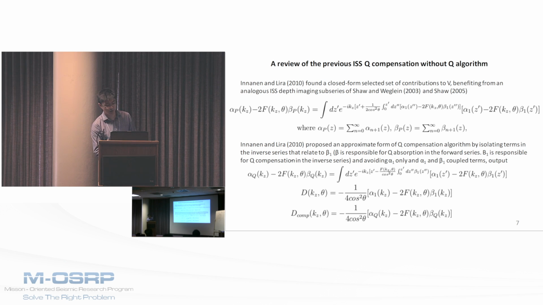So this is the Q compensation algorithm proposed in Yanglei and Lira 2010. The right-hand side is a linear term, which is basically the data. The left-hand side is the output, which is the data after the Q compensation. In other words, this is the data where we recovered the damage, the data generated from the same model as if it has never experienced Q absorption.